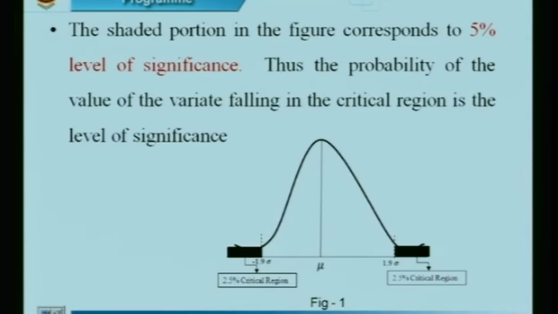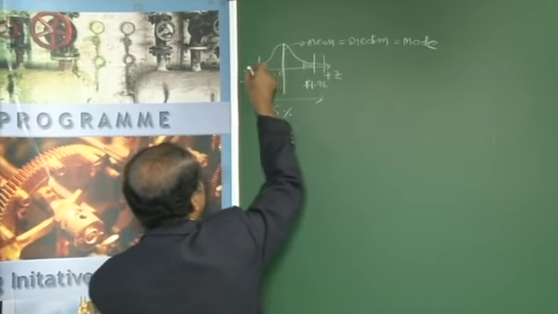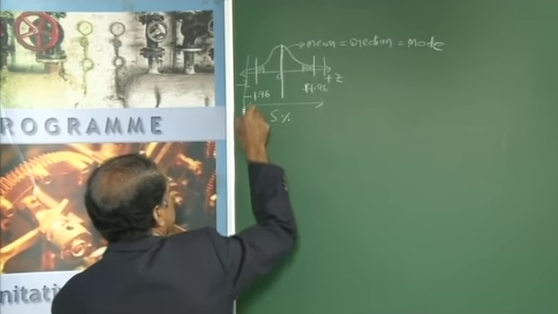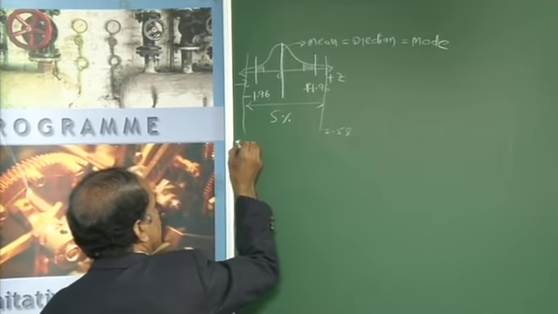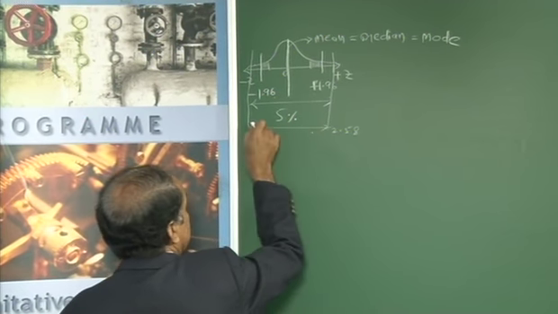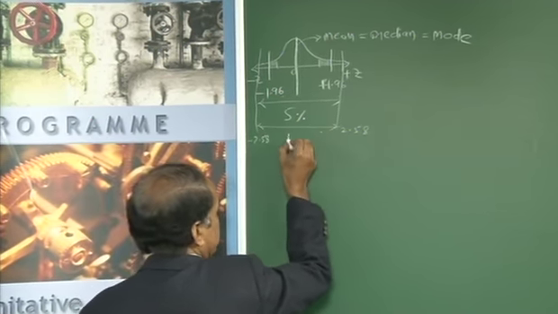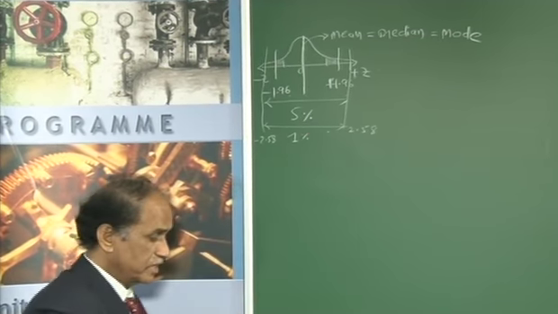That is 1% for 2.58, and if the curve is extended up to here and up to here, this is 2.58 to the right side and minus 2.58 to the left side. This gives the declaration of 1% level of significance.